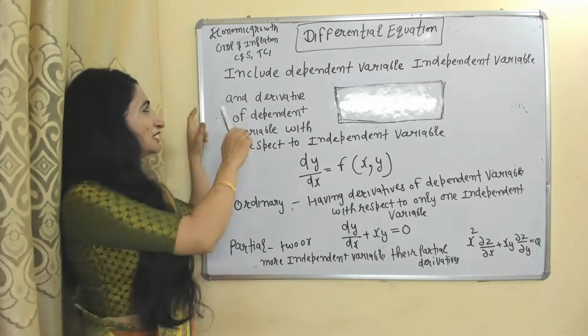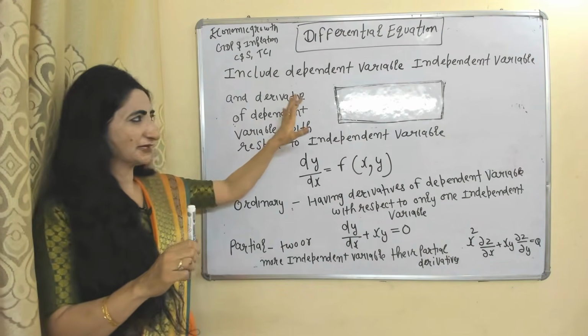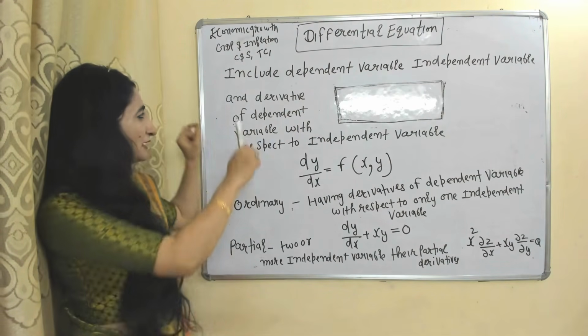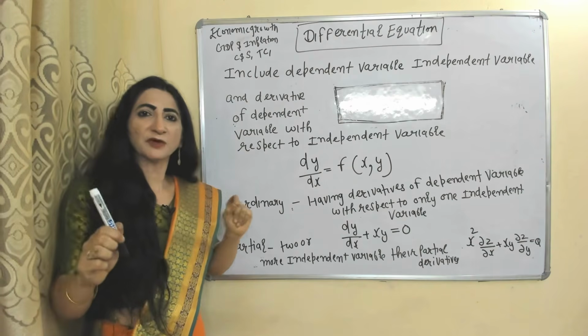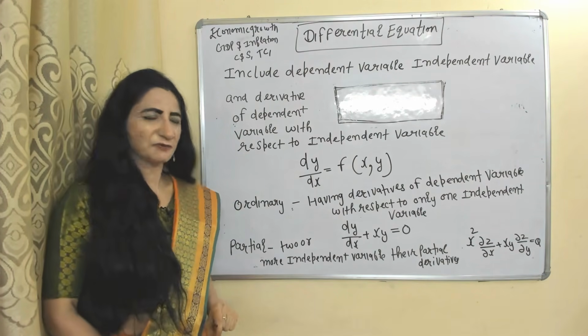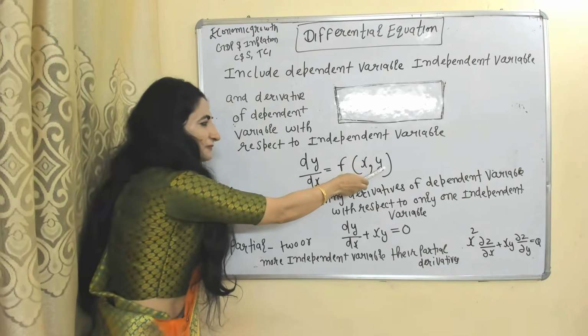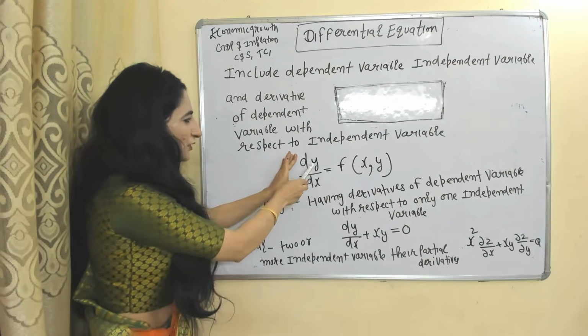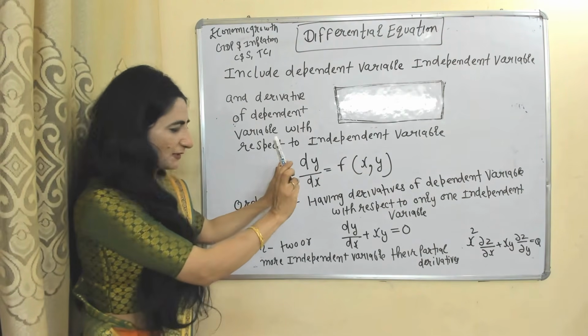Differential equation. A differential equation includes a dependent variable, an independent variable, and the derivative of the dependent variable with respect to the independent variable.